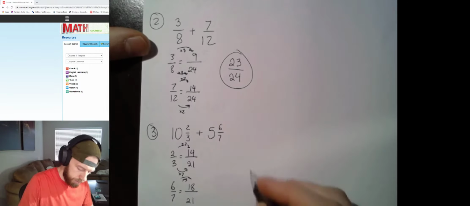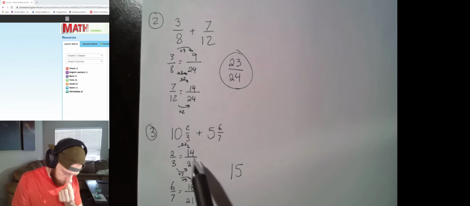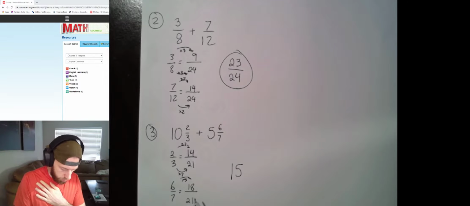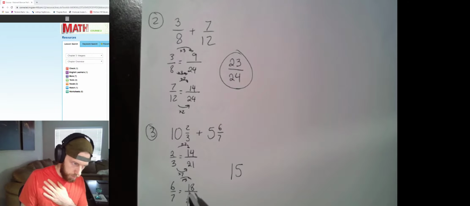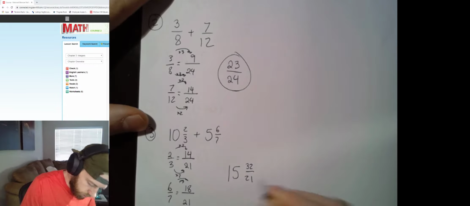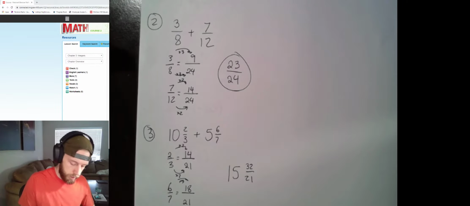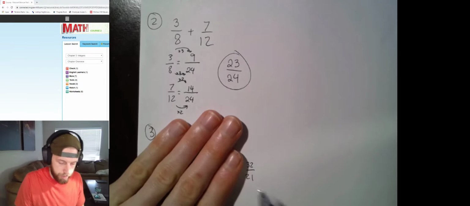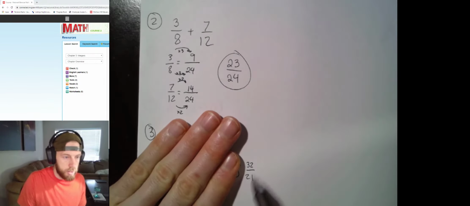So let's add the two whole numbers together, the 10 and the 5, so we get 15. Now let's add these two fractions together, 14 over 21 plus 18 over 21. 14 plus 18 is 32 over 21. Now that should look odd to you, and it does because it's an improper fraction. So we can take this 32 over 21 and we can fix that.